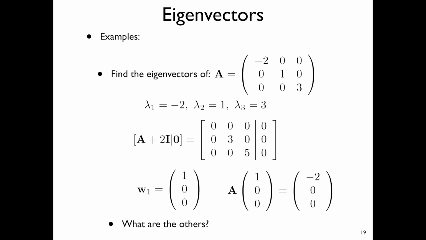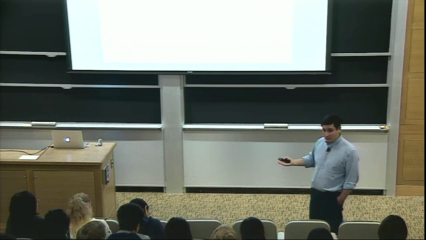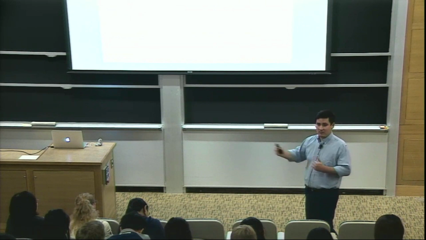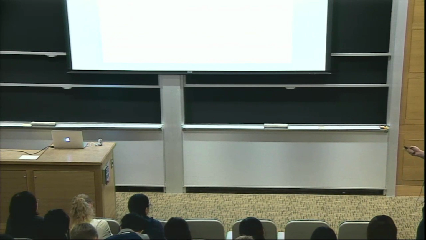You can guess then what the other eigenvectors are. What's the eigenvector associated with this eigenvalue here? 0, 1, 0, or anything proportional to that. What's the eigenvector associated with this eigenvalue? 0, 0, 1, or anything proportional to it. All these eigenvectors have a geometric multiplicity of 1. I can just specify some scalar multiple of them, and they'll transform into themselves.